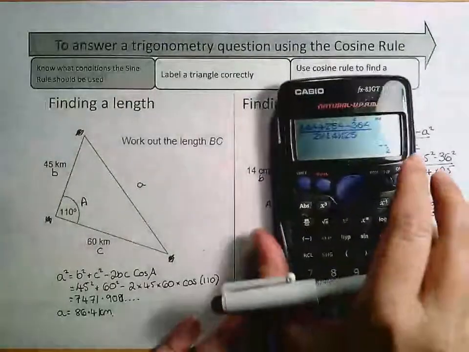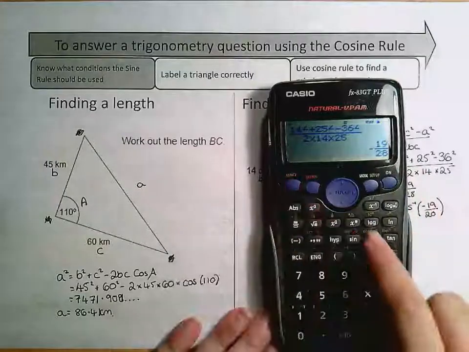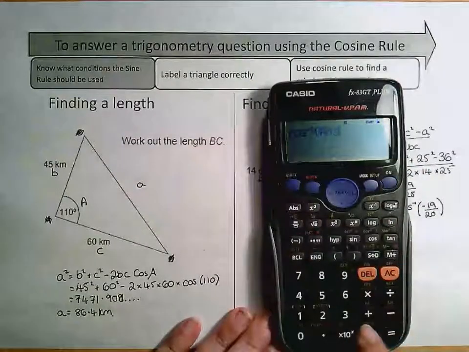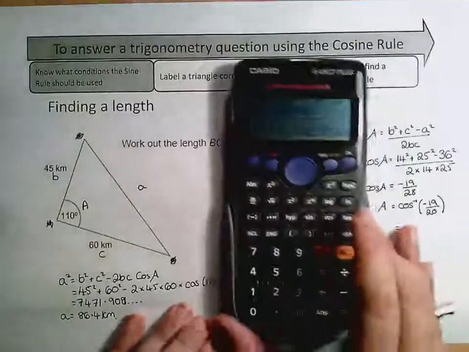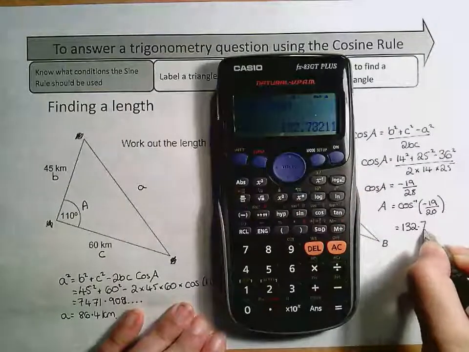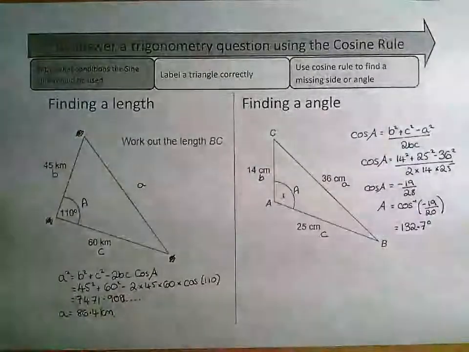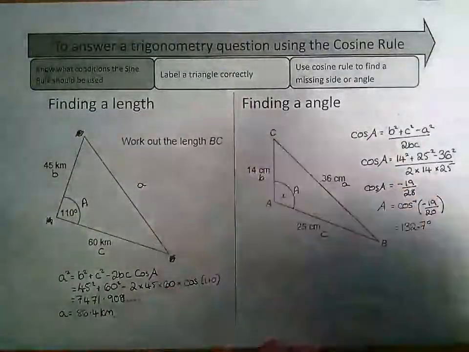So on my calculator, I still have that number on my screen. I'm going to do shift cos to get my inverse function, hit the answer button, and I get the angle of 132.7 degrees. And that is how you use the cosine rule for a length and the cosine rule for an angle.